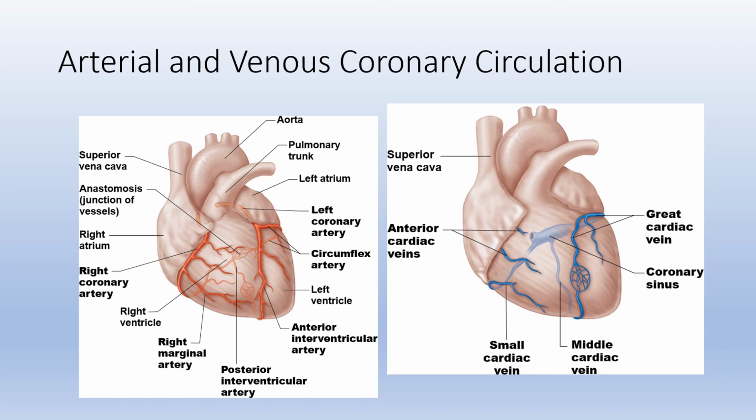This was Chapter 18, Part 1. We introduced the heart. We talked about where it was located, its protective coverings, and then we moved into the external and internal anatomy, finished up with the pathway of blood and coronary circulation.